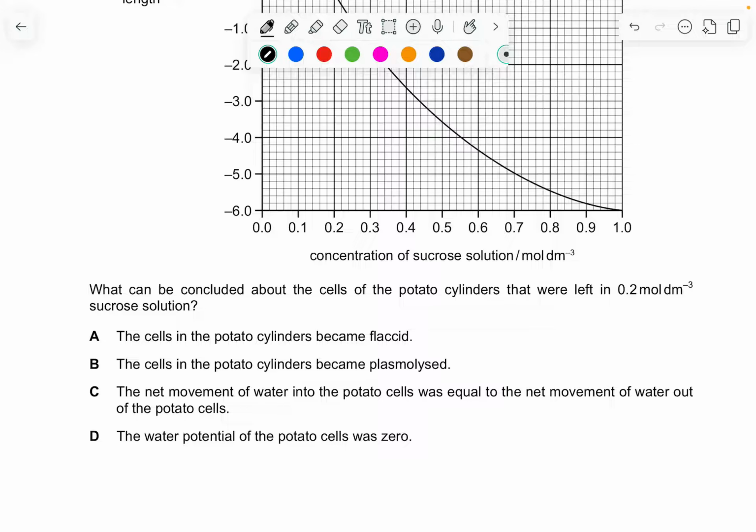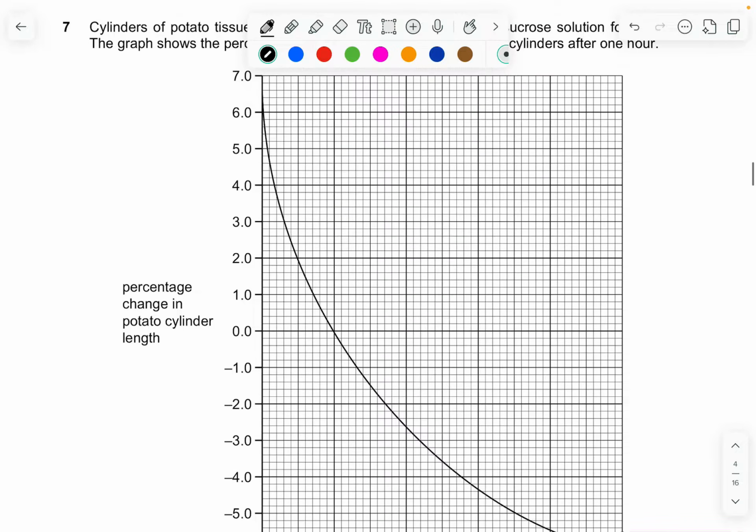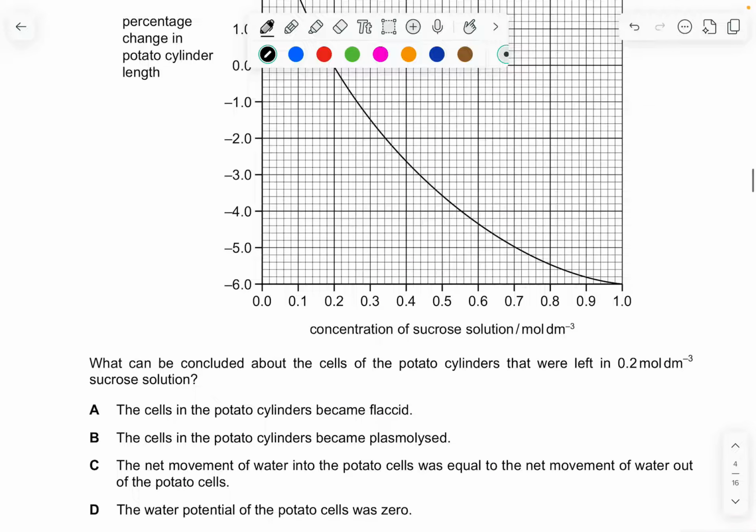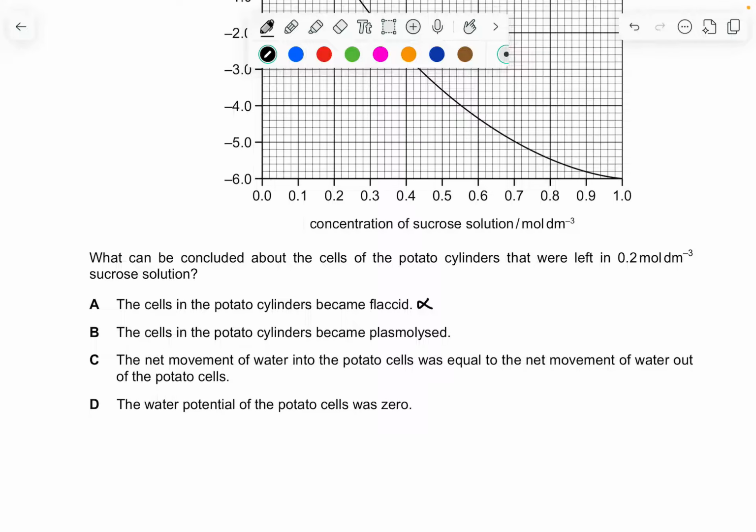A, the cells in the potato cylinders become flaccid. This answer is definitely not it. Why? Because flaccid is kind of like it shrinks, it goes into a hypertonic solution, they become flaccid. So it's not that. The cells in the potato cylinders become plasmolysed. Nope, that's not it. The net movement of water into the potato cells is equal to the net movement of water out of the potato cells.